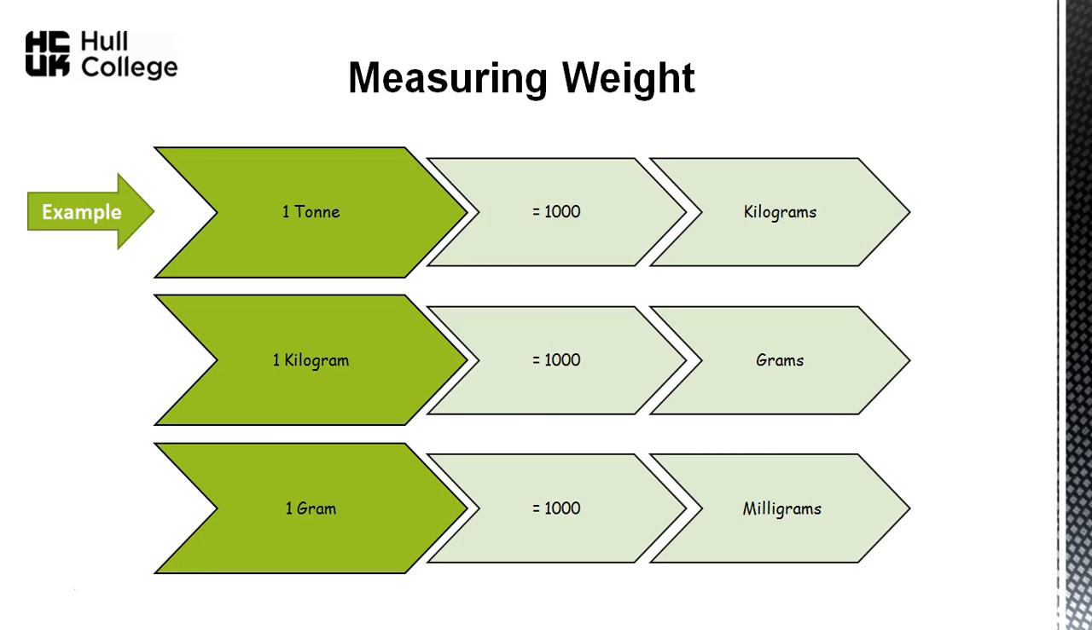Let's move on to measuring weight. So let's look at the examples. 1 tonne is 1000 kilograms. 1 kilogram is 1000 grams. 1 gram is 1000 milligrams. Be sure to write these down.